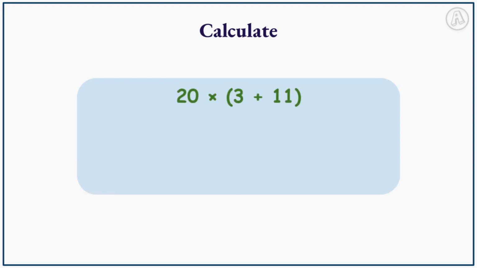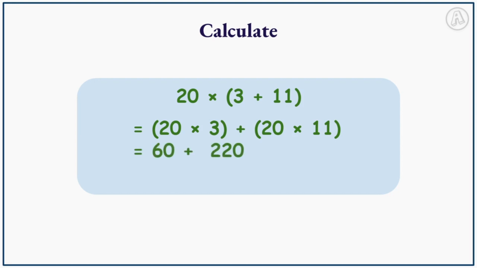But we can use the distributive property to make this calculation easier. Let's distribute 20 into the brackets. So 20 times 3 plus 20 times 11. Note the position of our addition sign. So now we have 20 times 3, which equals 60, and 20 times 11, which equals 220. And 60 plus 220 equals 280. So we get the same answer, but the calculations were much easier to work out.